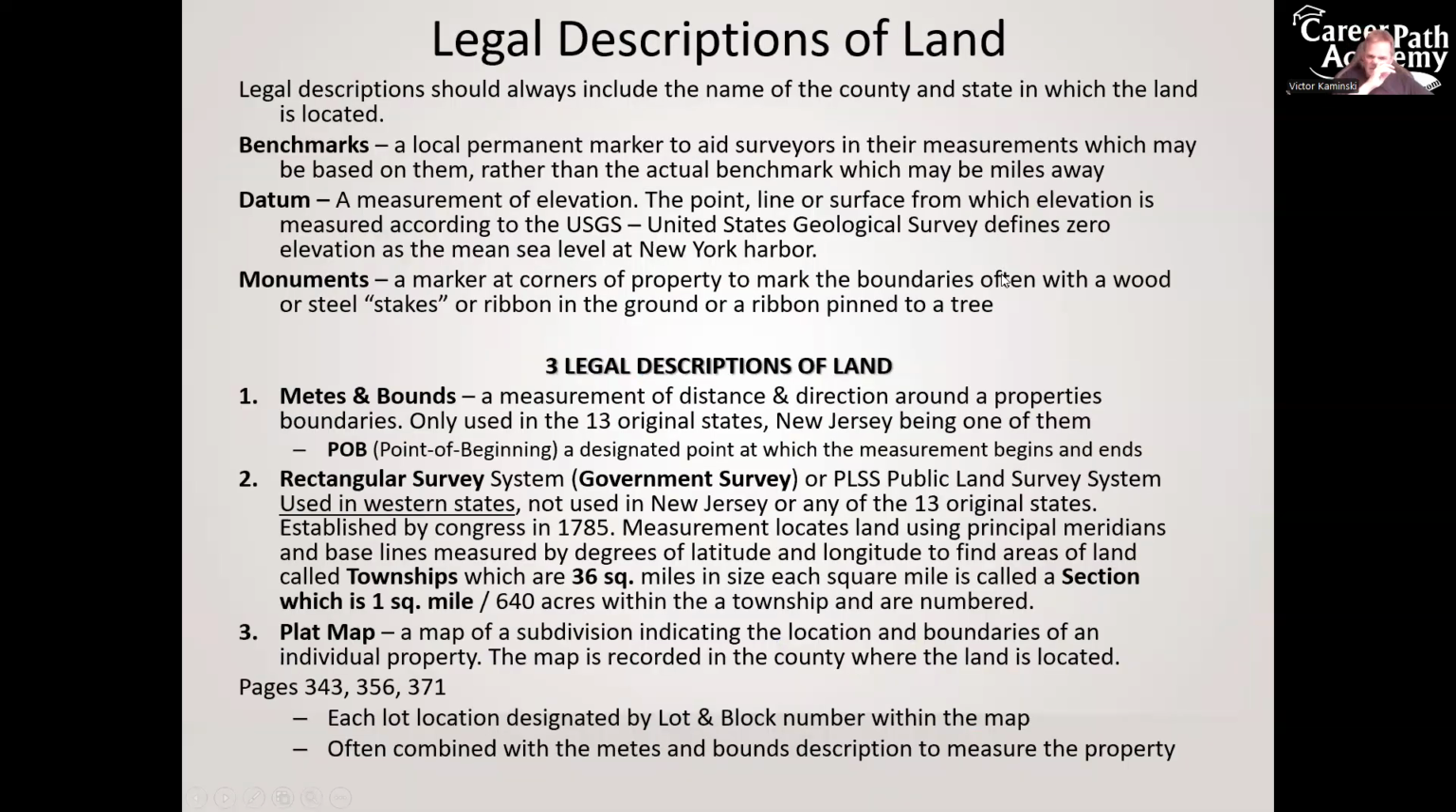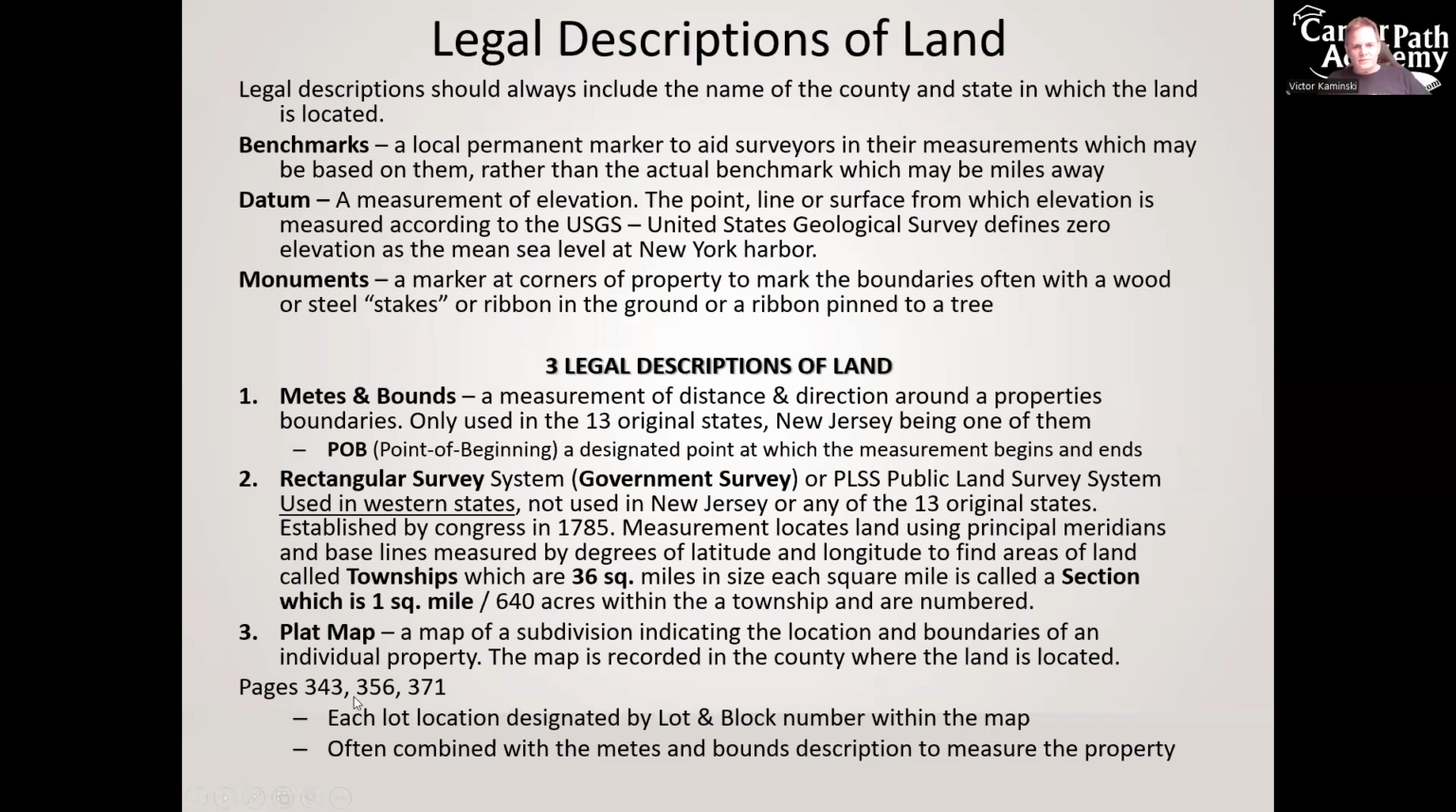All right, so lastly, we have a plat map, which is a map of a subdivision indicating the location and boundaries of an individual property. The map is recorded in the county where the land is located. So each lot location is designated by lot and block number within the map.